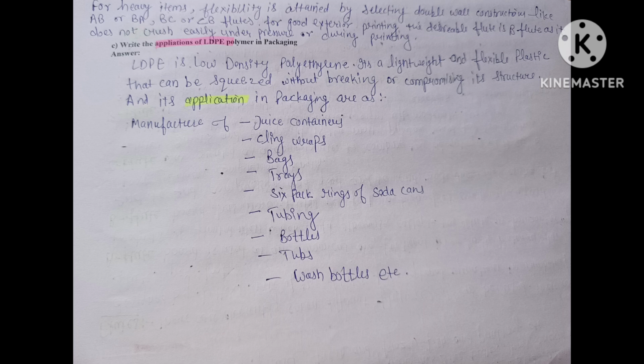LDPE is low density polyethylene. It's a lightweight and flexible plastic that can be squeezed without breaking or compromising its structure. Its applications in the packaging area are given as: LDPE is used in manufacturing of containers, cling wraps, bags, trays, six-pack rings of soda cans, tubing, bottles, tubes, and manufacture of wash bottles, etc.